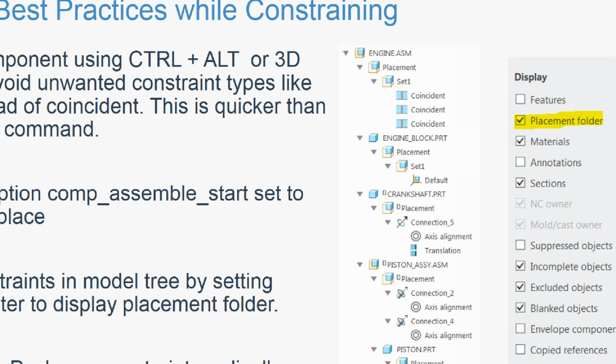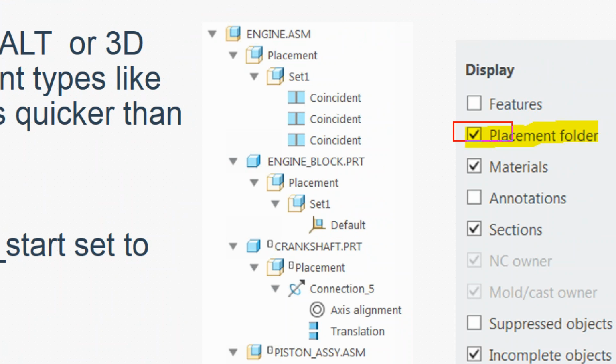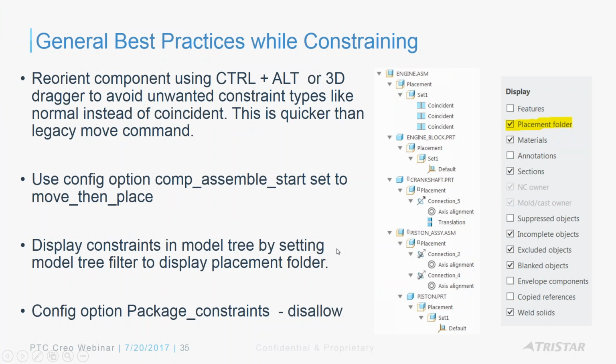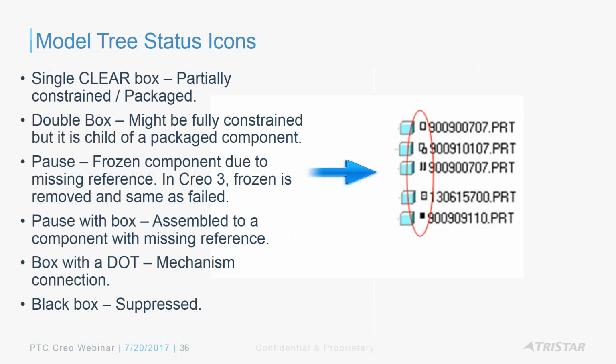There is a way to display constraints in the model tree. The only thing is you'll have to make sure the placement folder is turned on. Then it'll highlight all the constraints, right? Many times you don't want the feature, you just want to have the constraints just to see how it is constrained. And let's say you want to avoid package constraining. What is package components? Meaning it's not fully constrained. You could set up a config option, package constraint, and set it to disallow. By default, it's not set to this. So when you hit disallow, it will never allow you to even package a component. It'll always look forward to fully constraining the part by the user. Okay, you're forcing the user to fully constrain it.